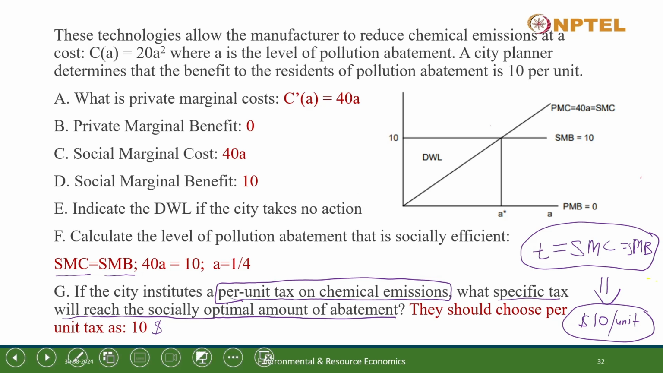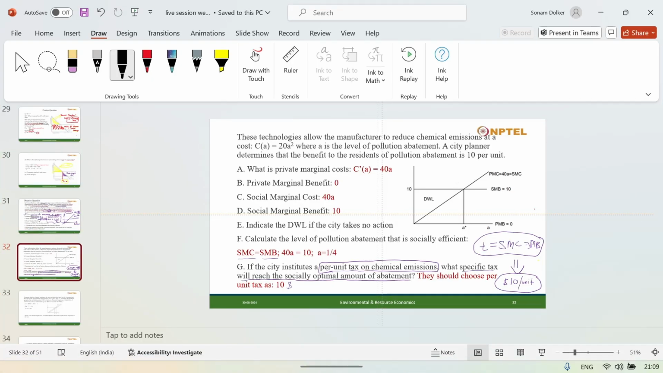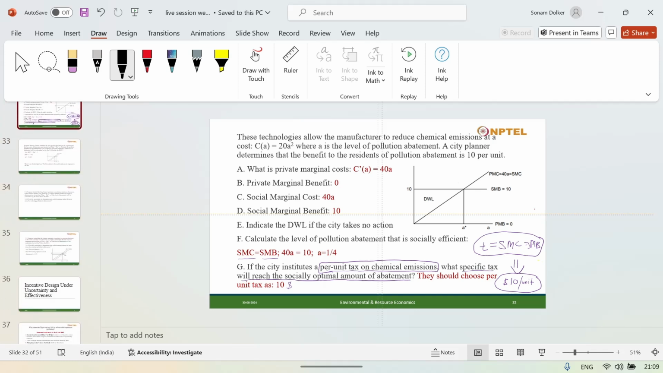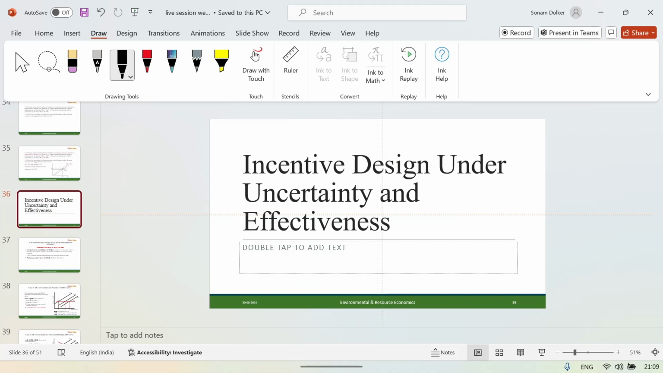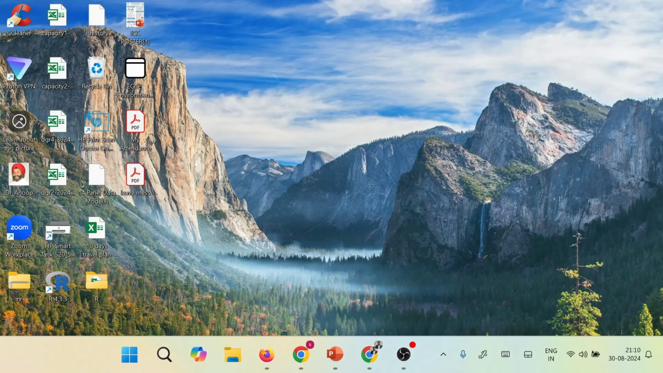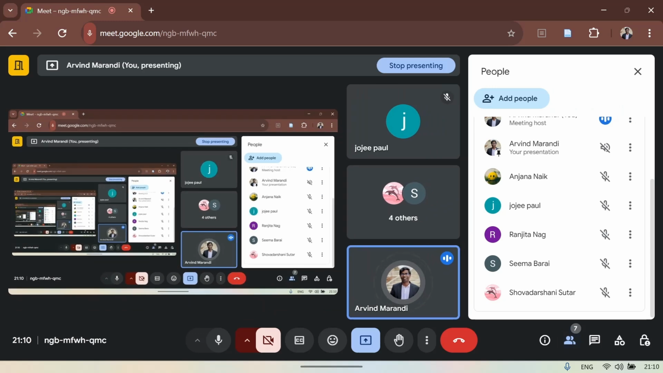With this, we are ending today's session. I hope that I'm clear with the concepts till now. In the next session, we will try to do some more questions, and then we will move towards incentive design under uncertainty and effectiveness. So we will cover this part in the next session. With this, I will end the session. If you have any question, you can ask me, from any slides.